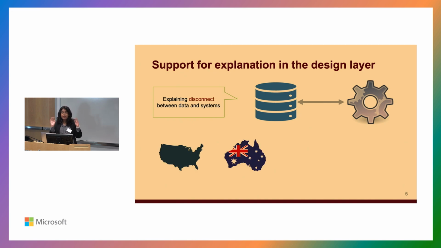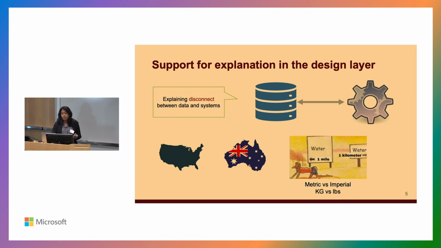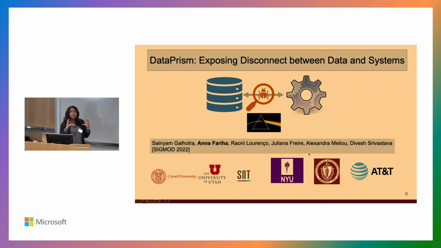Let me give you a very toy example. Suppose a system is designed to handle data in US date format, but the data is in European or Australian date format. So the date formats are different. What will happen is this unit mismatch or format mismatch will cause some system malfunction. So what I'm trying to do is debug this connection. Again, I'm trying to identify such mismatches between data and systems. This work is called DataPrism. We are trying to use a prism to see the data issues and so on.